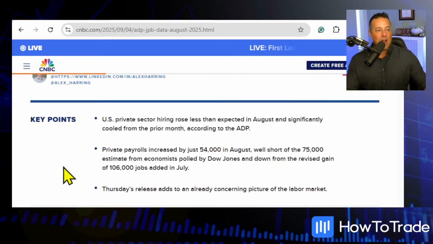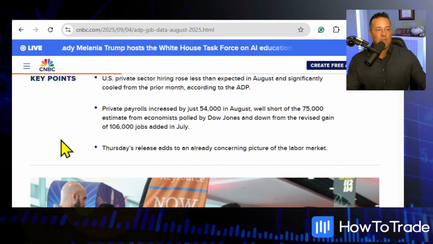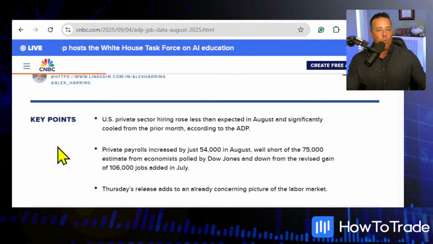U.S. private sector hiring rose less than expected in August and significantly cooled from the prior month, according to the ADP. Private payrolls increased by just 54,000, well short of the 75,000 estimate from the economists polled by the Dow Jones, and well down from the revised gain of 106,000. Thursday's release adds to an already concerning picture of the labor market.